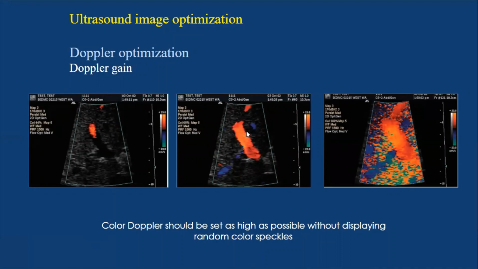And if you reduce the gain more and more, you might even lose the color inside the vessel. This might be wrongly interpreted as absence of flow or a case of an acute thrombus, as in this case of the portal vein, which is normal, but here we have a very low gain setting. Here it was about 44%, and here we have about 65%. It was the optimum, and this was a very high gain, as you can see here.